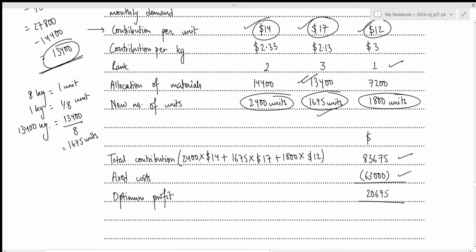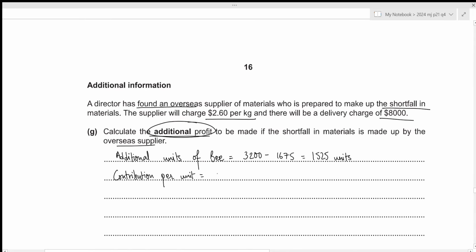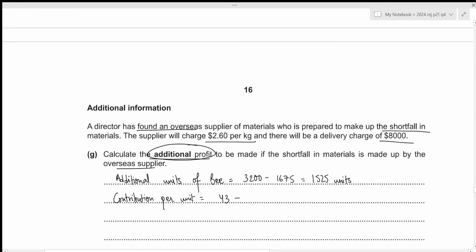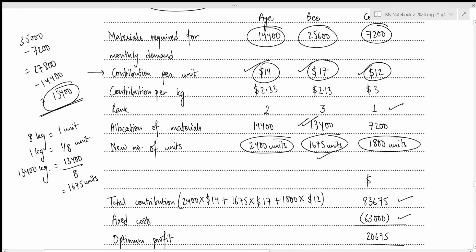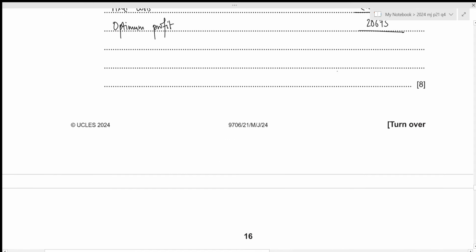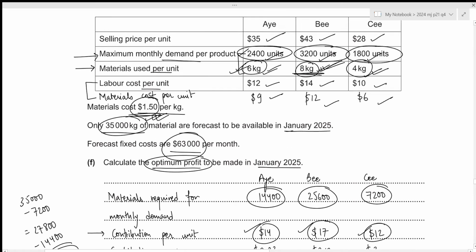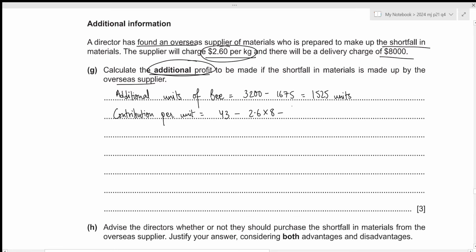We can start with the selling price. That is 43. Then we have our new material price, 2.6 per kg. And we know that each unit requires 8 kg for product B. So that is just going to be 2.6 times 8. Then we need to subtract the labor cost as well. The labor cost is 14 per unit. Let's subtract it. This will result in the new contribution per unit to be 8.2.